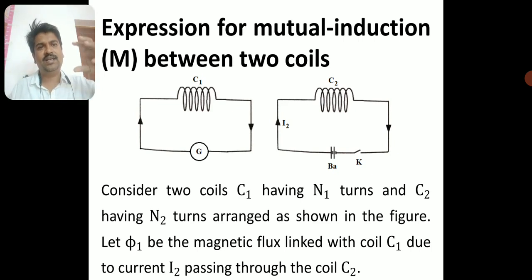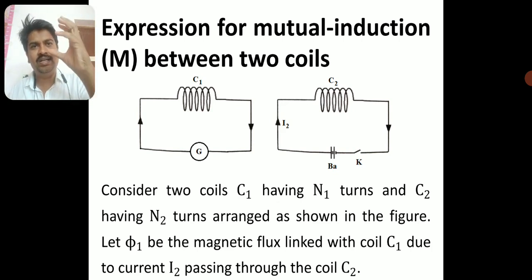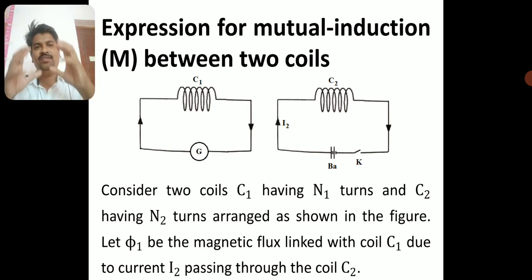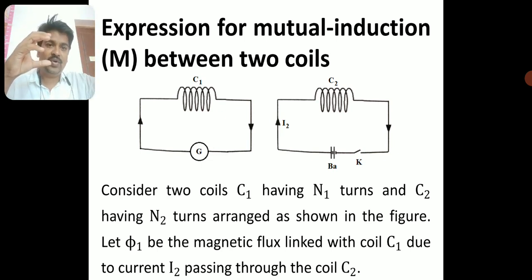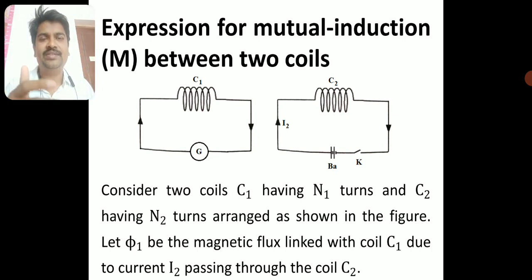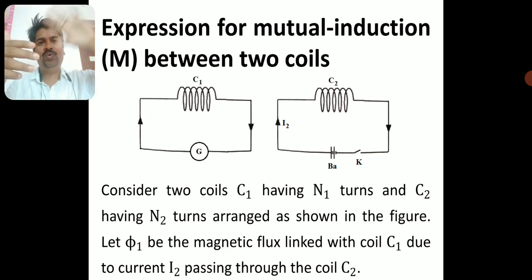See the thing here, the current is flowing in coil C2. It produces a magnetic field around it. Therefore, the flux linked with the coil C1 will change, and the induced current will flow in coil C1. The flux linked with the coil C1 due to current I2 in the other coil C2 is what I am defining as phi 1. Phi 1 is the flux linked with the coil C1 due to the current I2 in coil C2.